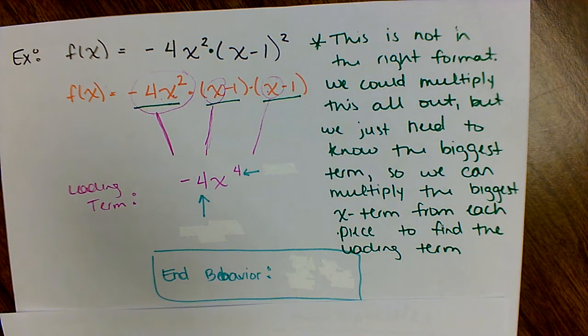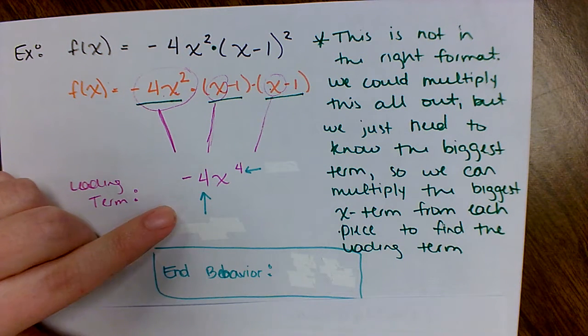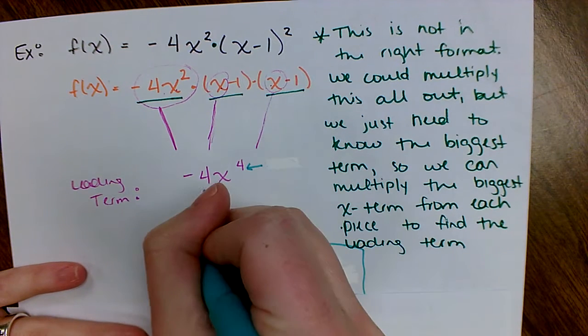So we just found the leading term on this function to be negative 4x to the fourth. Now there are two things we look at on the leading term to determine end behavior. The first thing we look at is the sign. So is my sign here positive or negative? It's negative.